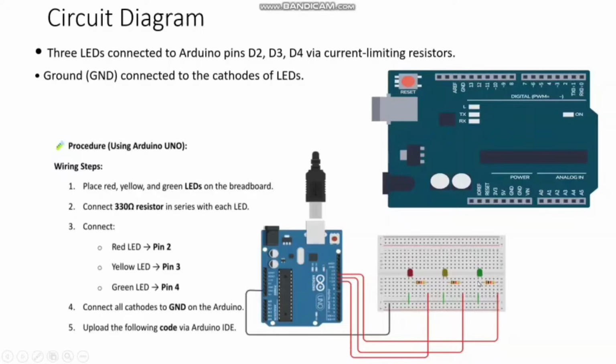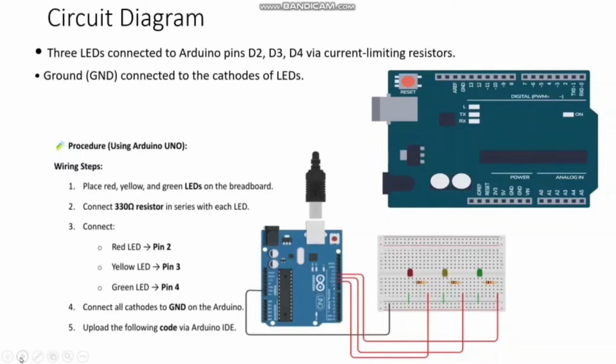The negative terminal of the LED, commonly we are connecting here. From here we are connecting with ground. Ground means this ground. Then connect all the cathodes to ground. All the cathodes we are connecting here, and from here commonly we are connecting with the Arduino ground.